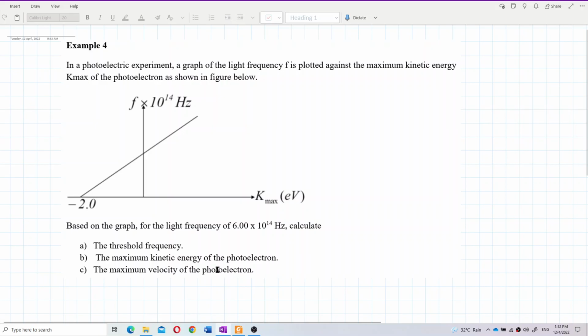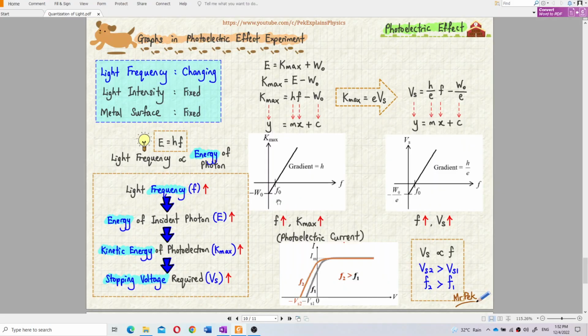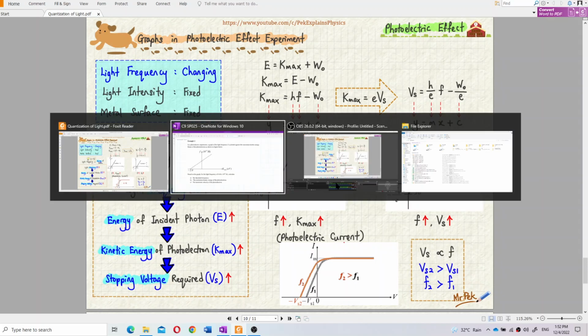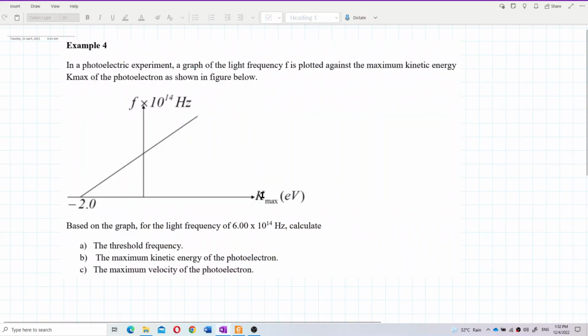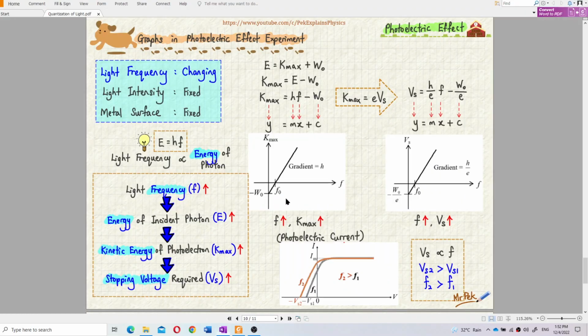Okay, good. So this is a graph of frequency versus Kmax. However, the graph that we learn is Kmax versus frequency. This one is frequency versus Kmax, so it's a little bit different. It's like inverted. So how do we solve the question?